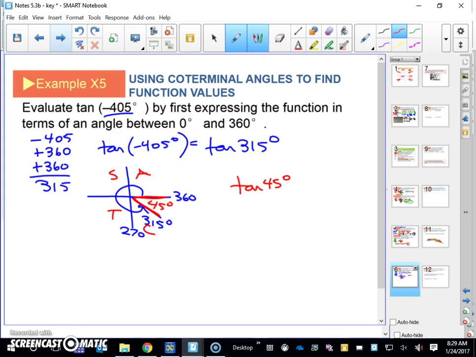What do we know about tangent in the fourth quadrant? Tangent is negative. Only cosine and secant are positive in the fourth quadrant. So we know tangent is negative there. So we do negative tangent 45. Tangent 45 is 1. We're looking at negative 1. And there's our answer. Tangent negative 405 degrees equals negative 1.